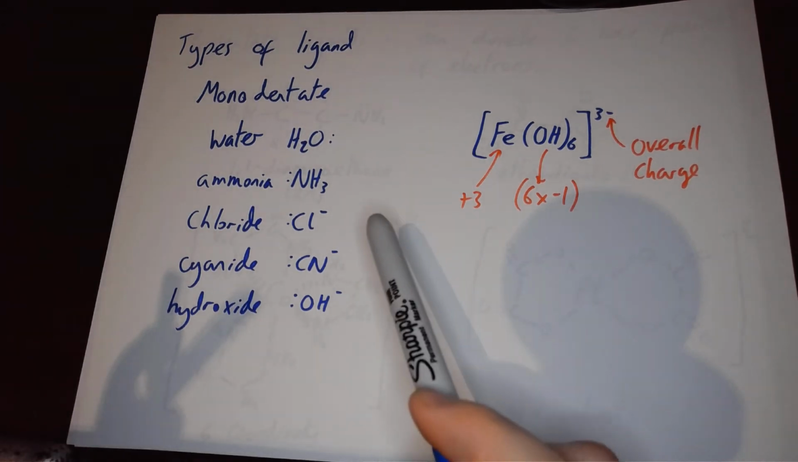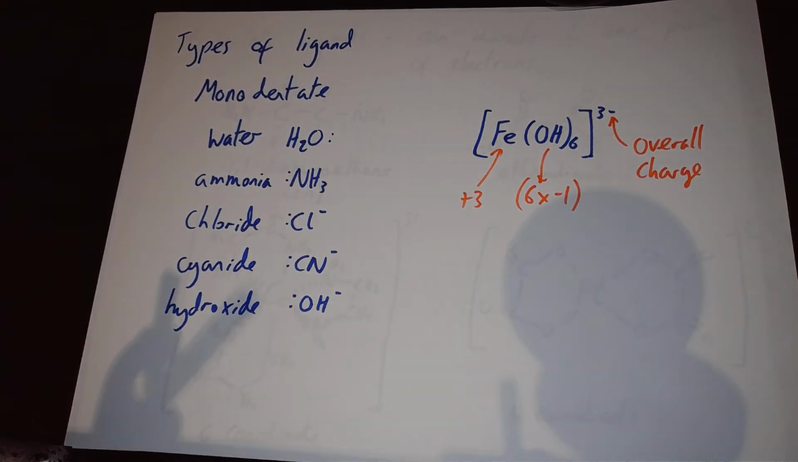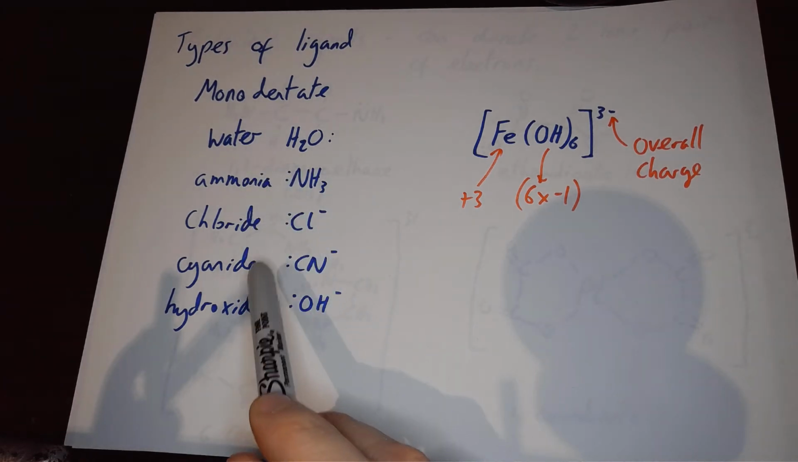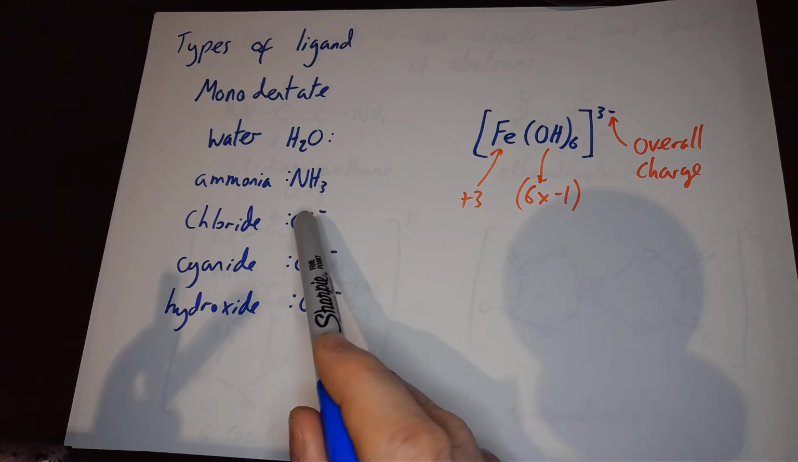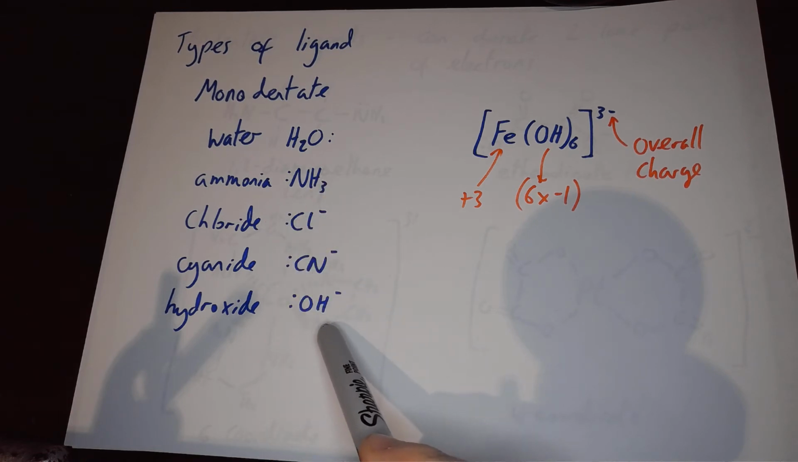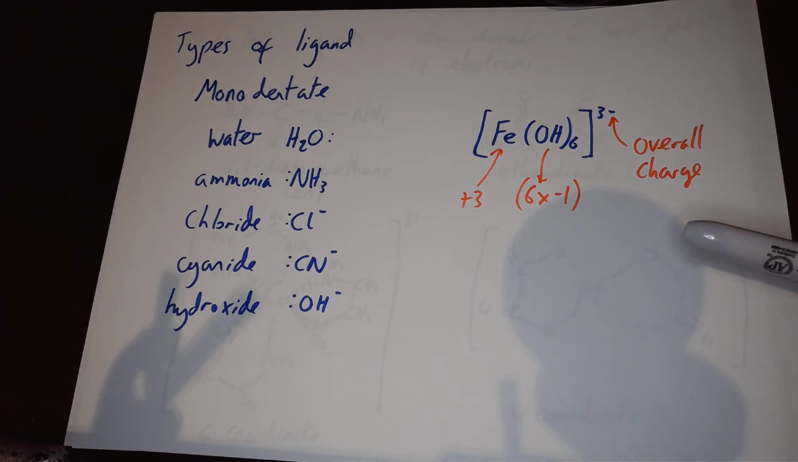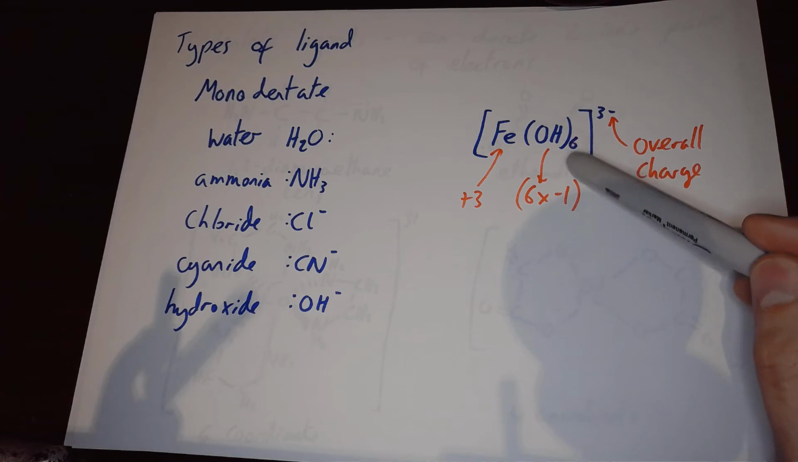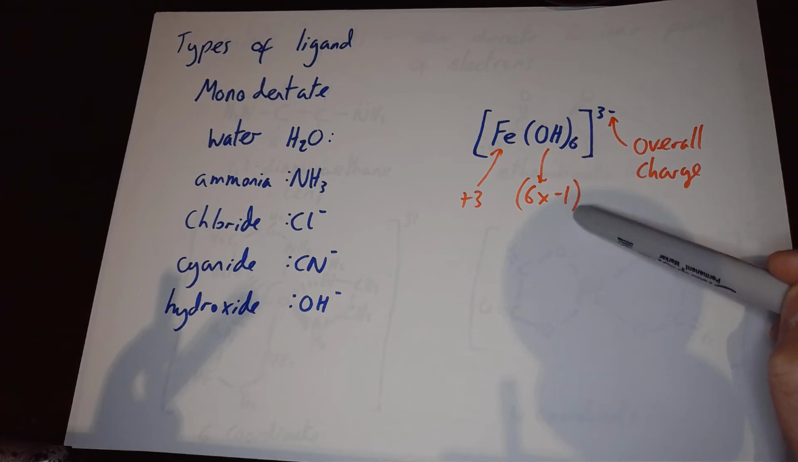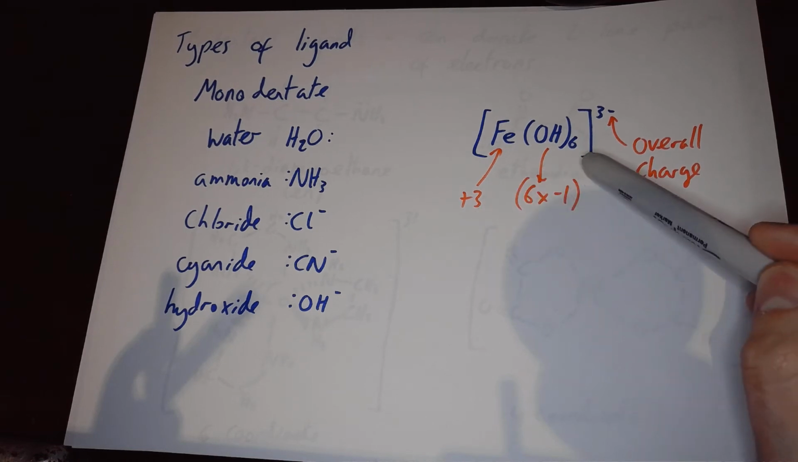Water is a monodentate ligand. Monodentate ligands donate 1 pair of electrons to a metal ion. All these are monodentate ligands. You notice the first 2 are neutral, the next 3 though are negative, and that will affect the overall charge. So for example, if you had an Fe3+ ion and 6 hydroxide ions, the overall charge will not be simply the metal ion charge like it was before, it will be 3-.